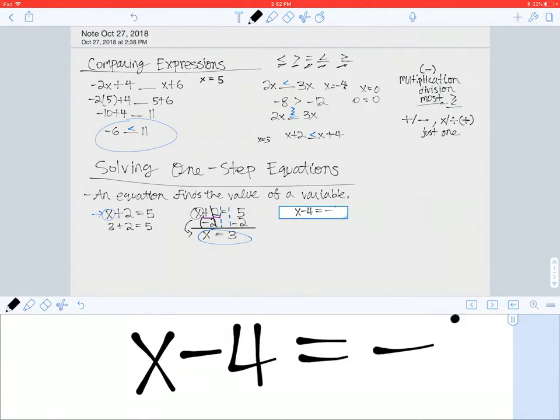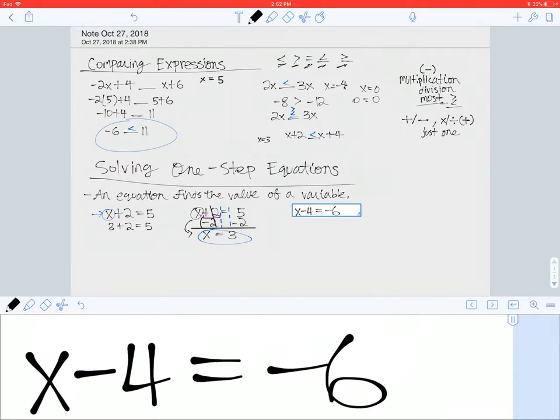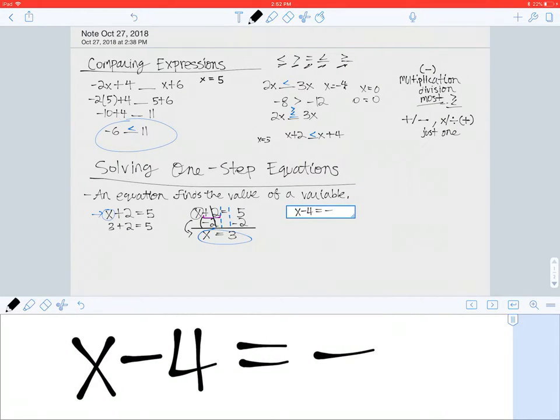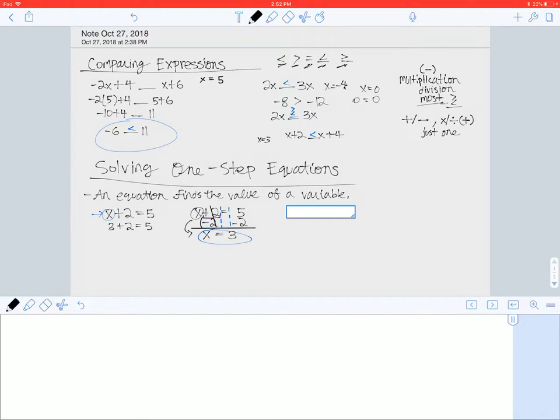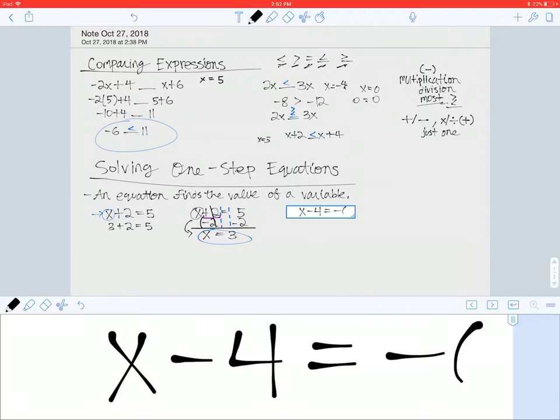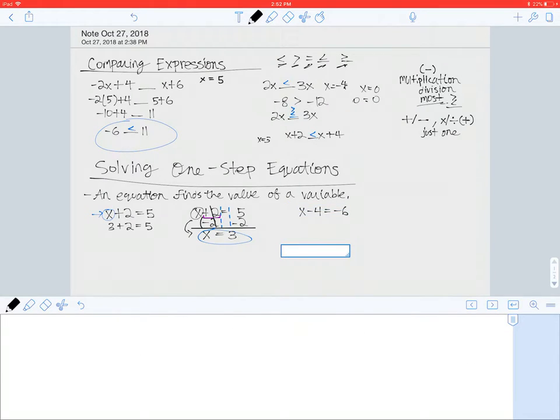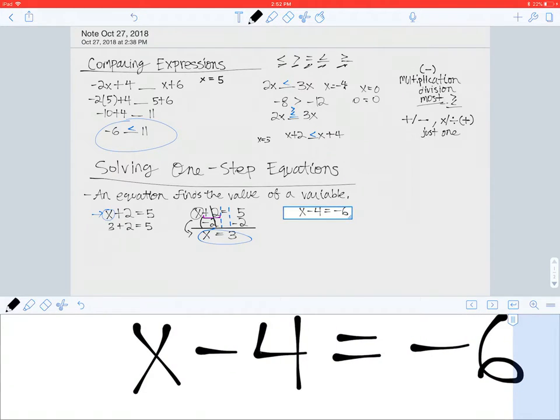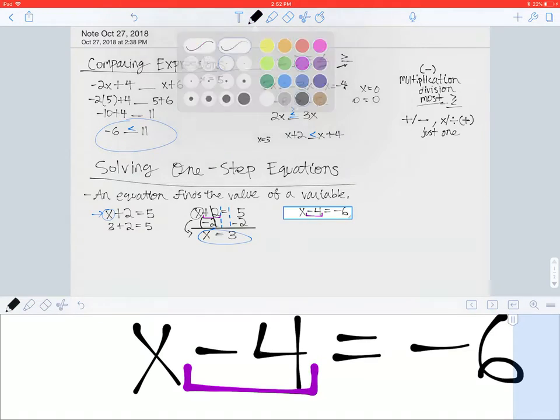Let's say we have x minus 4 equals -6. What we want to do is figure out the algebraic way of solving this, not just using your intuition. So the first step here is look at the constant that is accompanied by the variable. So this is -4. This is not +4 this time.